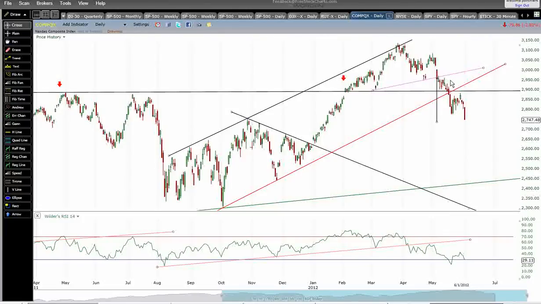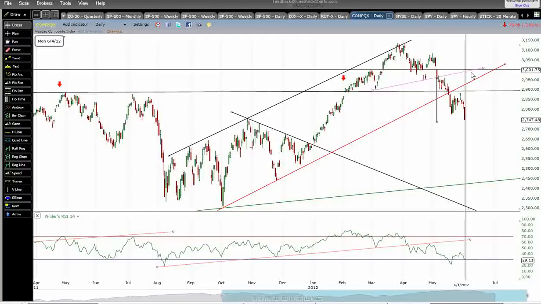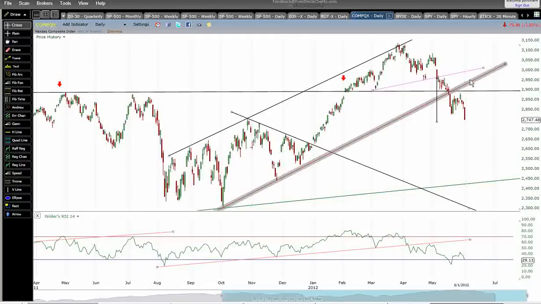If you look at the 61.8% retracement of this entire move down, that would maybe put us back somewhere up in these levels here. So that would be what I'm looking for on the Nasdaq.